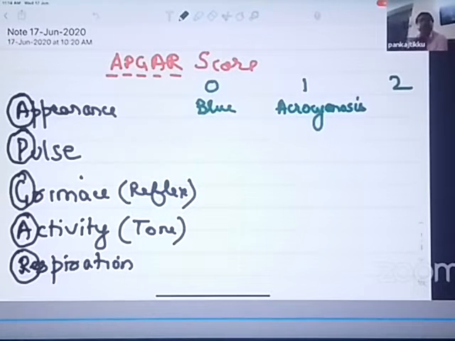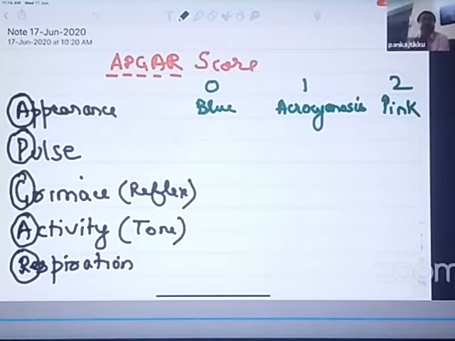Acrocyanosis, what does it mean? Acrocyanosis means the hands of the child are blue. Acral means extremities. Hands are blue. Overall, the child is pink. Give him a score of 1. And if the child appears to be totally pink, give him a score of 2. So this is how you are scoring when you take appearance into consideration.